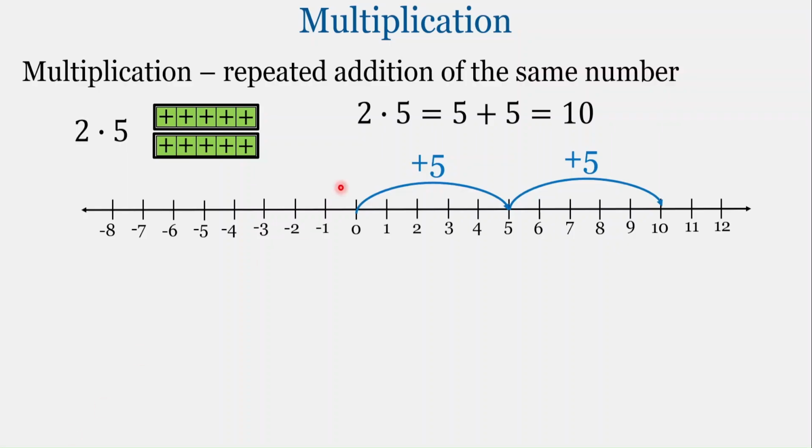Multiplication is simply repeated addition of the same number. So in this case, we have the number 5, and we're going to add it 2 times. So we have 2 groups of 5. So this is like starting at 0 and adding 5 2 times. And we end up with 10. Notice that when we multiply 2 positive numbers, we end up with a positive number.